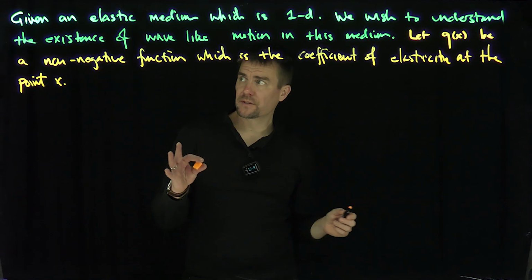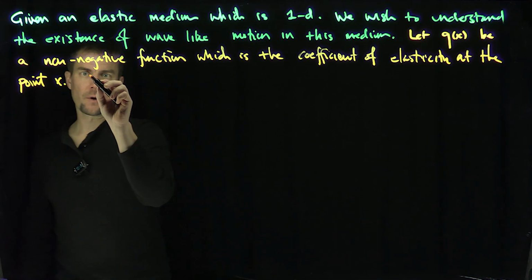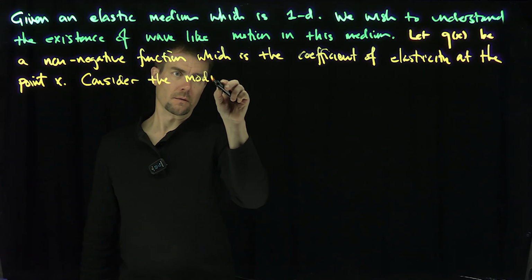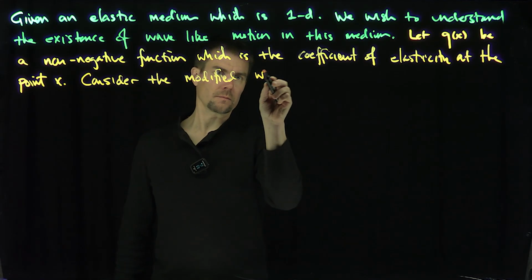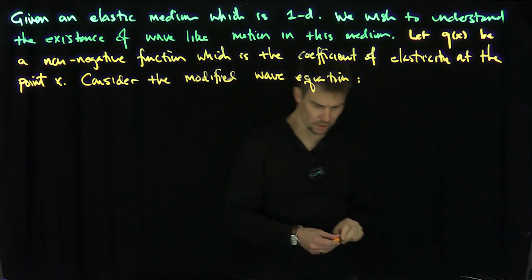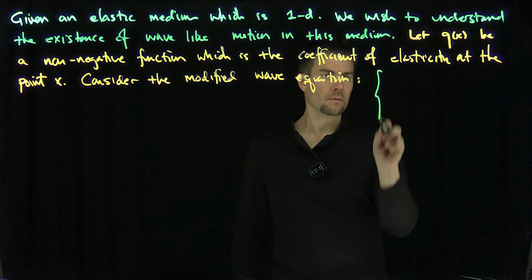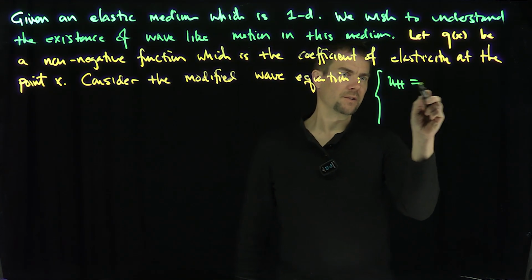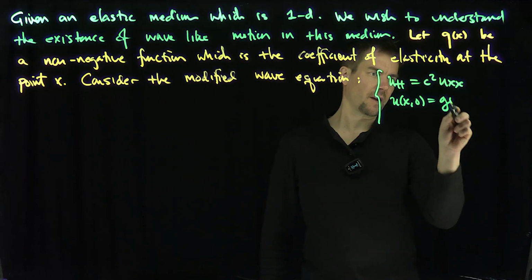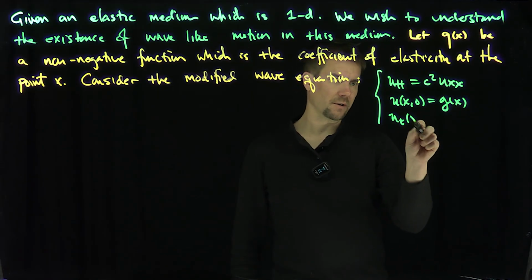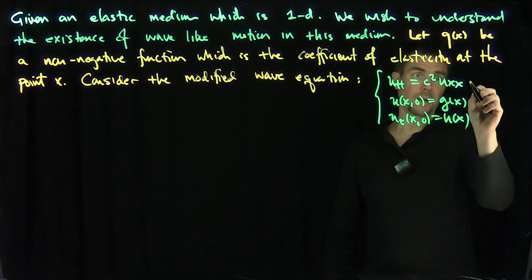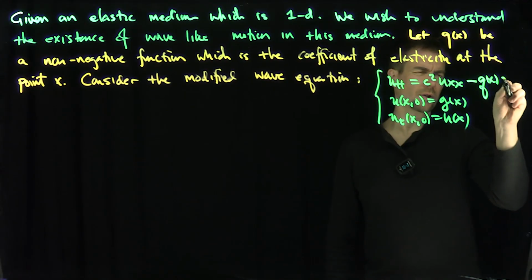Okay, now we're going to consider the following partial differential equation. Consider the modified wave equation. So what's our wave equation going to look like? Well, we're going to write down our typical wave equation, which is this: utt is equal to c squared uxx, with initial data u of x, 0 is given by something g of x, and ut of x, 0 is given by some function h of x, right? And now we're going to modify this in the following way. I'm going to say this is going to be negative q of x u, okay?